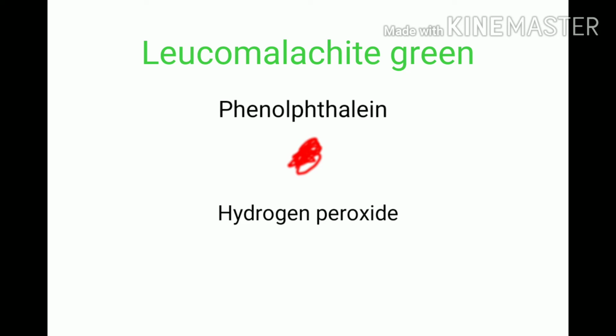Next is leukomalachite green. It is the same procedure as the Kastle-Meyer, but it produces a blue-green color if it is blood. What if there is no visual of blood in a suspected area? The luminol test is used. If blood is present, it will glow. It must be viewed in darkness and photographed quickly.